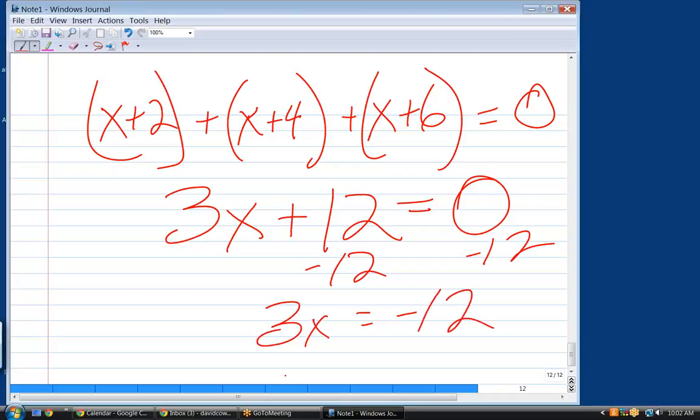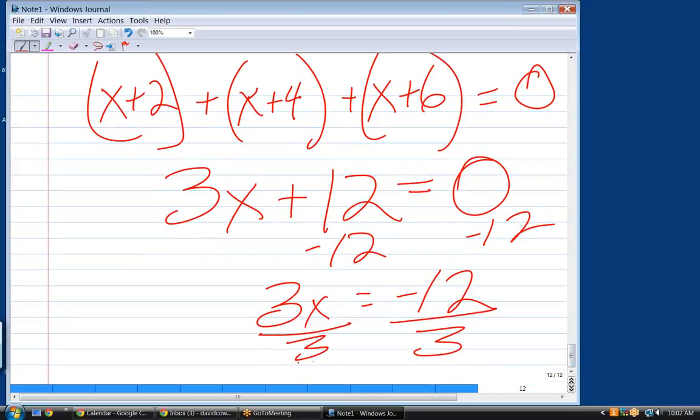Now I want to get rid of the 3, which is currently multiplying x. So how do I get rid of the 3? Divide by 3. So finally, we get x equals minus 4. That's the solution.